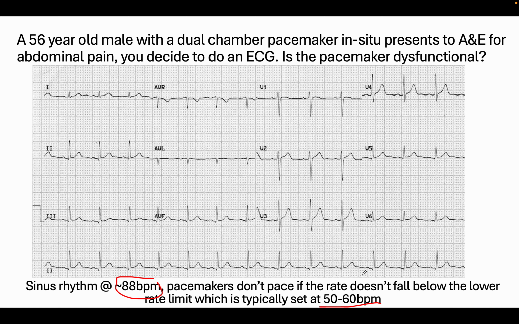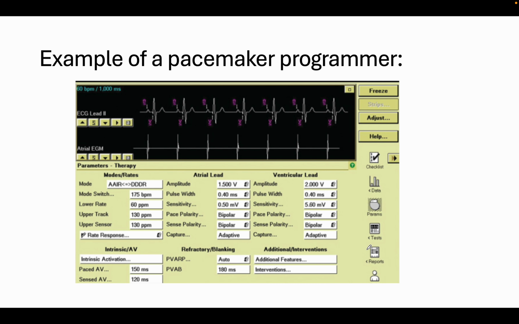The reason why we do that is predominantly for battery conservation. If we can stop a pacemaker from pacing inappropriately, it means that the pacemaker doesn't need to be changed as quickly. So just keep in mind that if a patient does have normal sinus rhythm and they have a pacemaker in situ, and you don't see a paced rhythm, that doesn't mean that the pacemaker is broken.